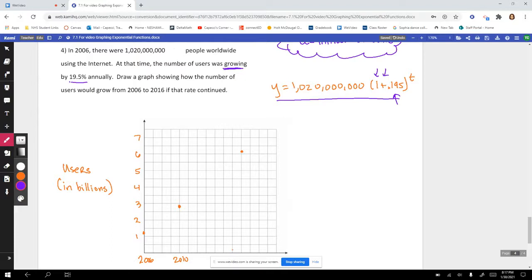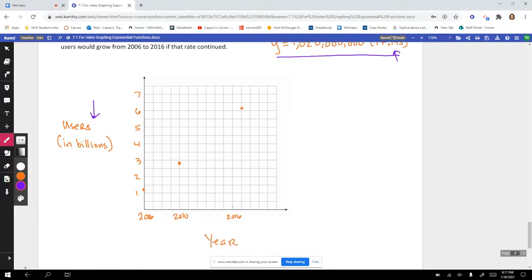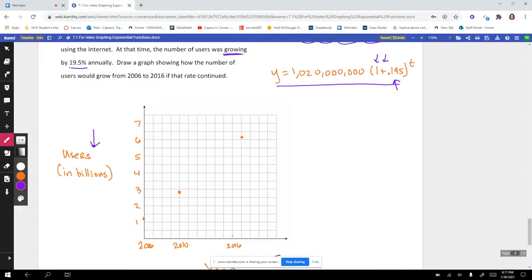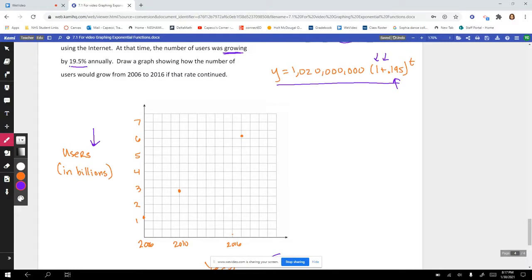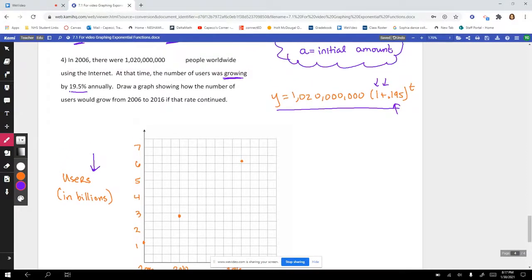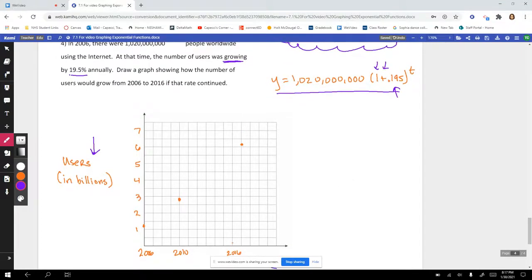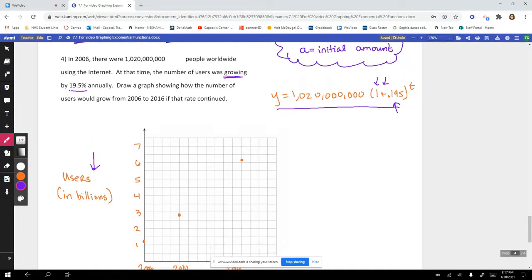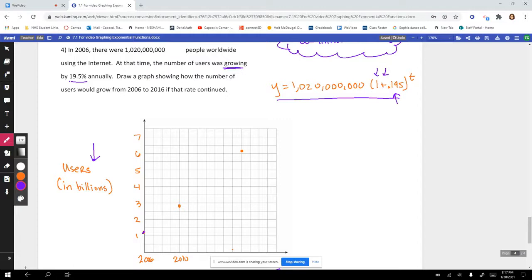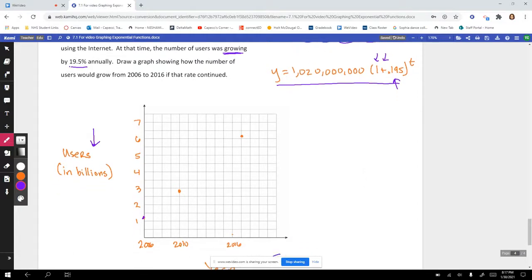So what we have here is our users on the left hand side. That's our y-axis in billions. And on our x-axis, we have our time, which is what we usually have on the x-axis. So again, we started in 2006 with 1,020,000,000. So we started right about here, and then I substituted some values in.